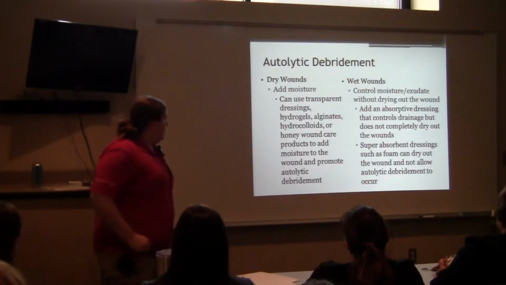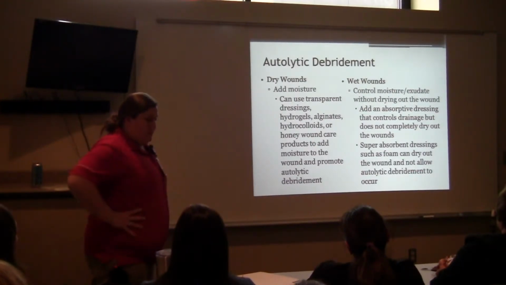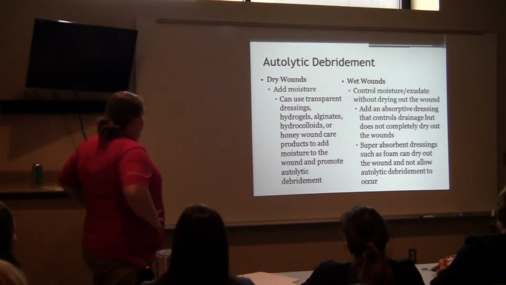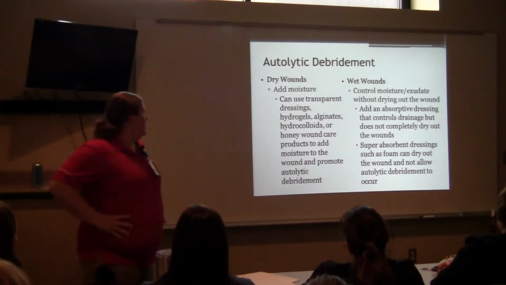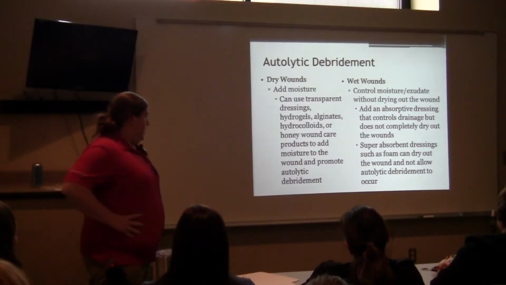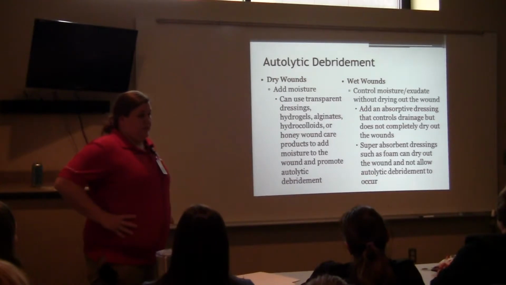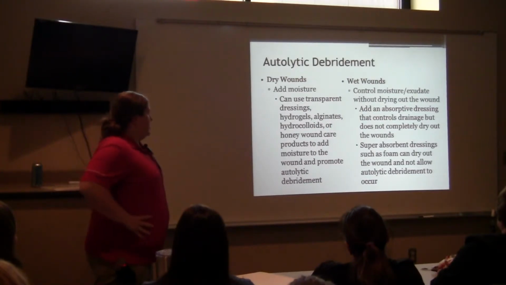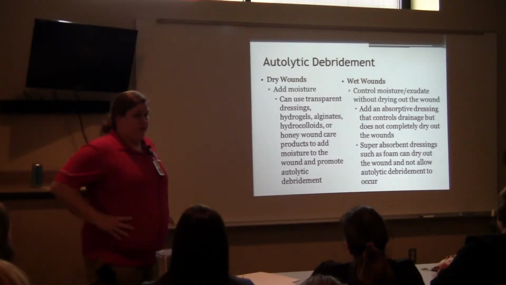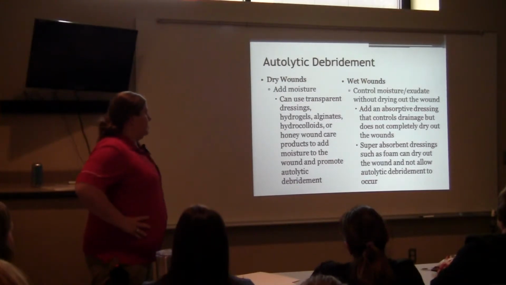So on a dry wound, we would want to add moisture. So you have a dry necrotic heel that we need to heal. We're going to add moisture to that. You can use a transparent dressing that's going to keep moisture in. We can also add things like hydrogels, alginates, hydrocolloids, or anything like that. The honey wound care products also have a little bit of antiseptic, so if we're looking at some risk of bacterial invasion, that can fight that a little bit too. But we're going to add that moisture, and typically with like a transparent dressing or something to hold in that moisture on those dry wounds.